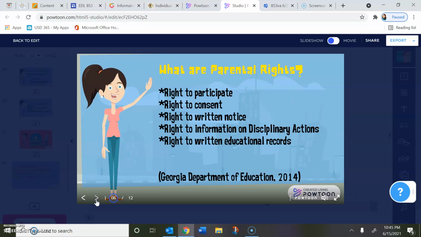So, what are some parental rights? You have the right to participate. You have the right to consent. You have the right to written notice. You have the right to be informed in disciplinary actions. You have the right to written educational records.